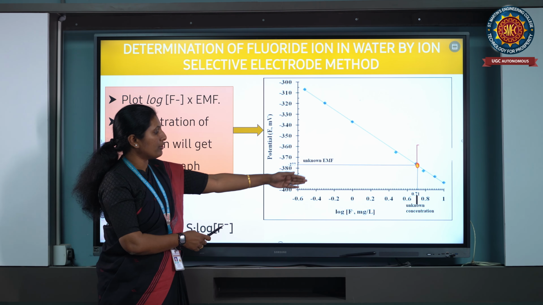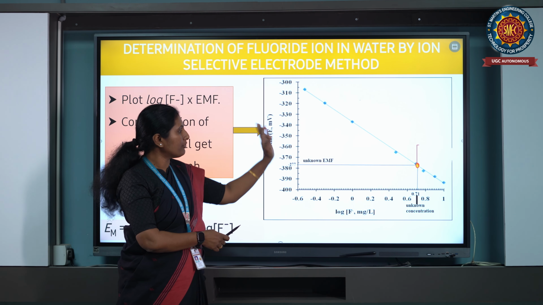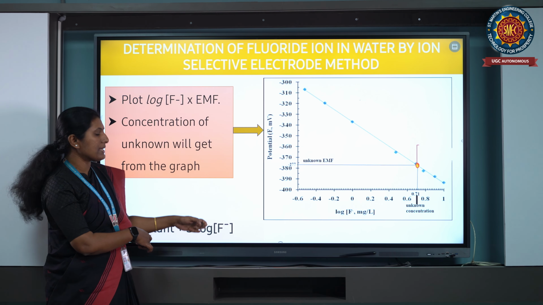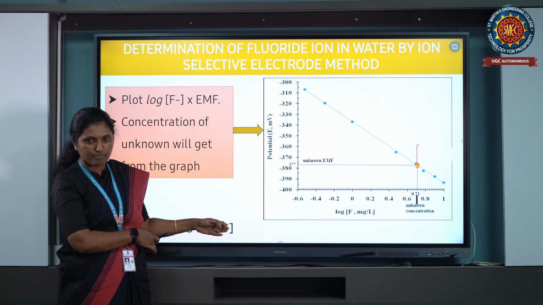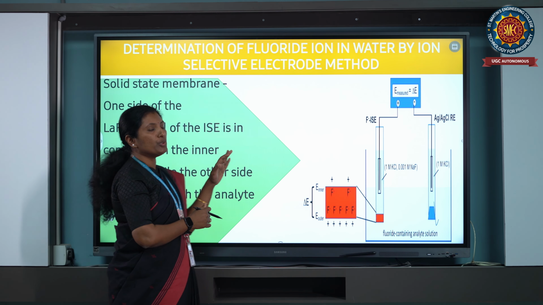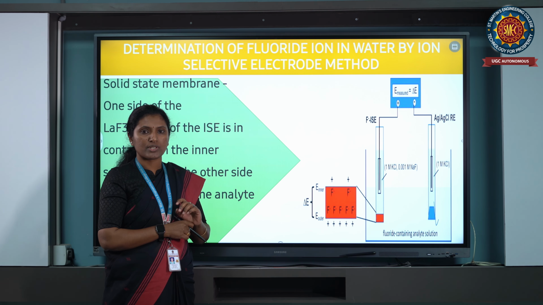Now this is the graph, log of concentration on the x-axis and this is potential or EMF. You will get a straight line and from this equation, E is equal to constant plus S into log of concentration of F minus, you will get the unknown concentration. Now we will come to the principle part. Why are you getting different values?